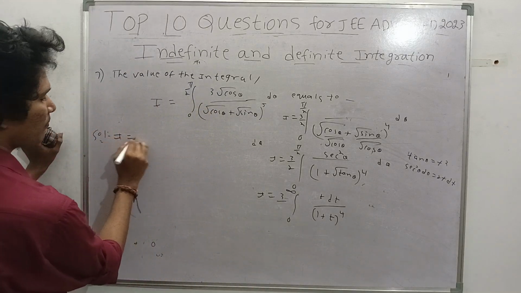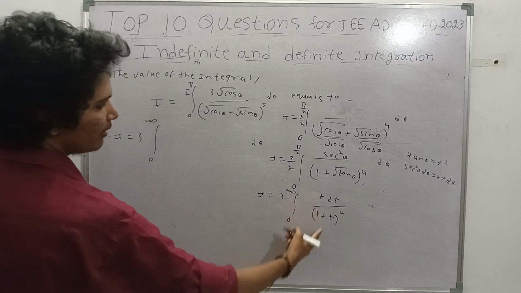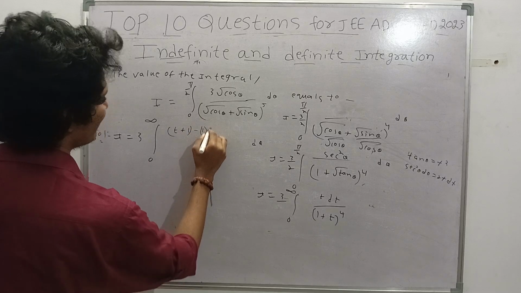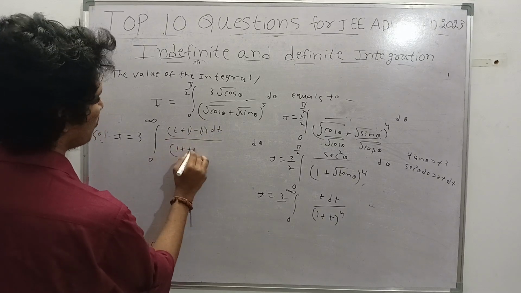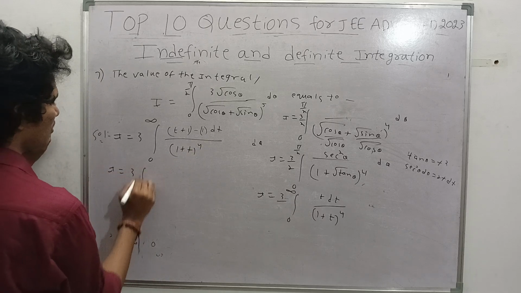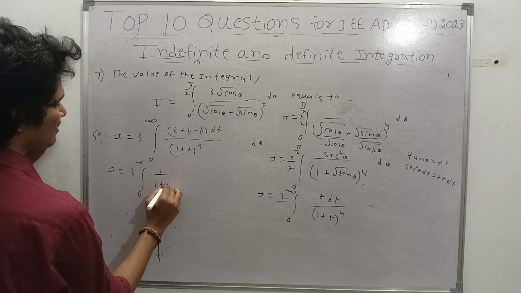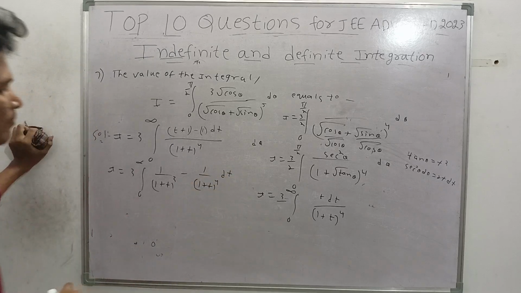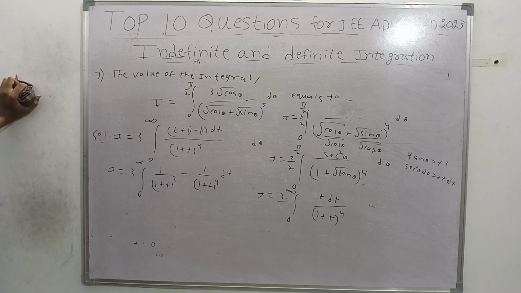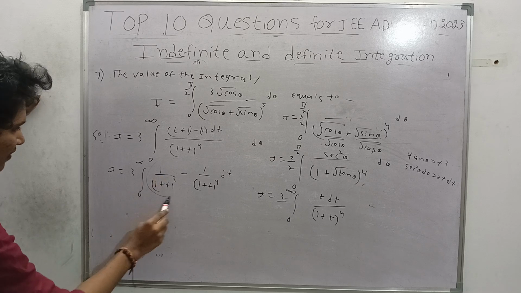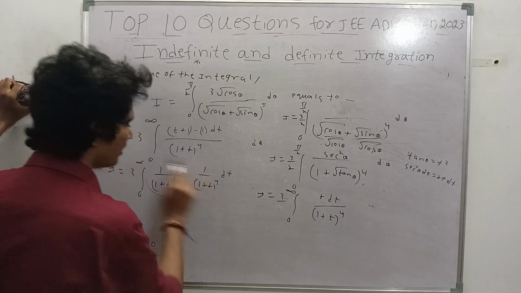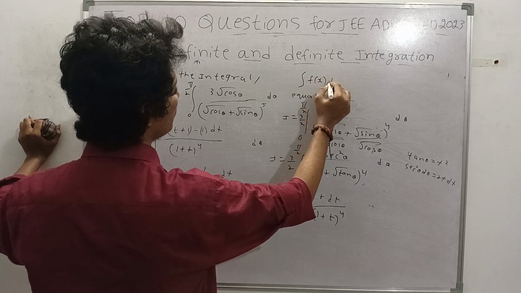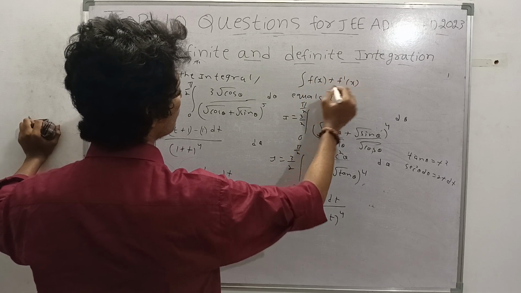Now the crucial step will come. 3 integral 0 to infinity. Here I can write t as t plus 1 minus 1, divided by (1 plus t) whole power 4. And now there is a magic. I can divide: (1 plus t) whole power 3 minus 1 by (1 plus t) whole power 4 dt like this. Yes. Now if you observe carefully, this is one function and there is a differentiation of this thing. This is a function. So this is integration of f of x plus f dash x.